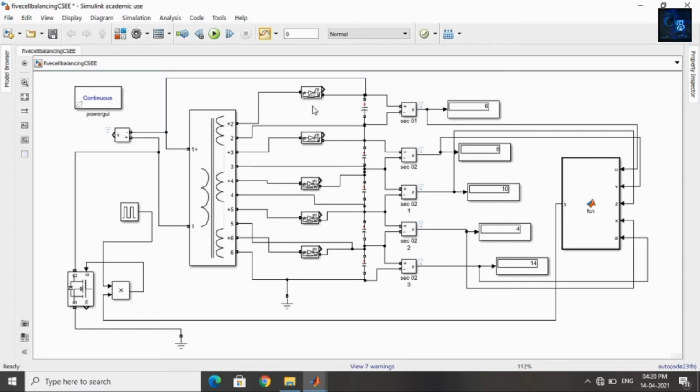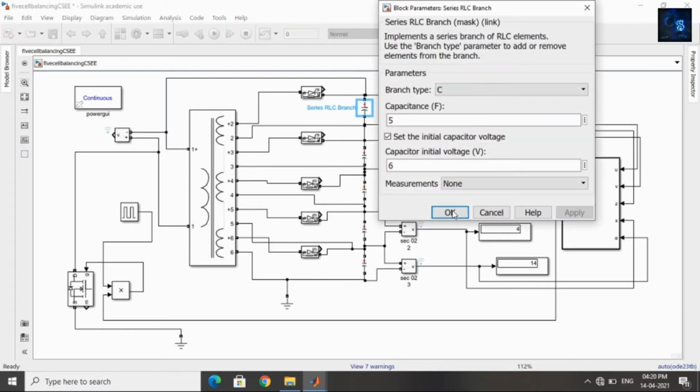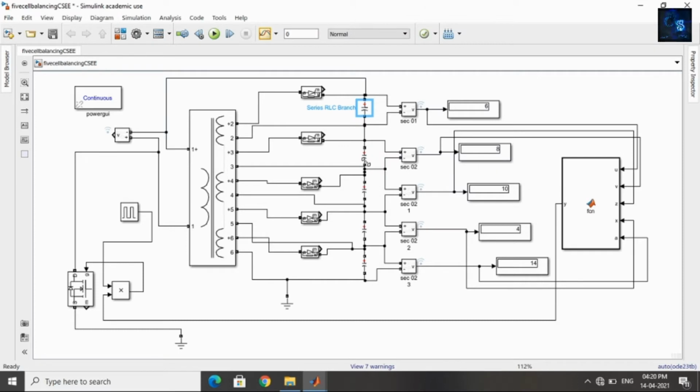The initial voltage of cell 1 is 6, as you can see in the display, and the initial voltage of cell 2 is 8. Initial voltage of cell 3 is 10. Initial voltage of cell 4 is 4. Initial voltage of cell 5 is 14. When I run this model, the voltage across each cell will be equal to the average cell voltage. Okay, let's run this model.